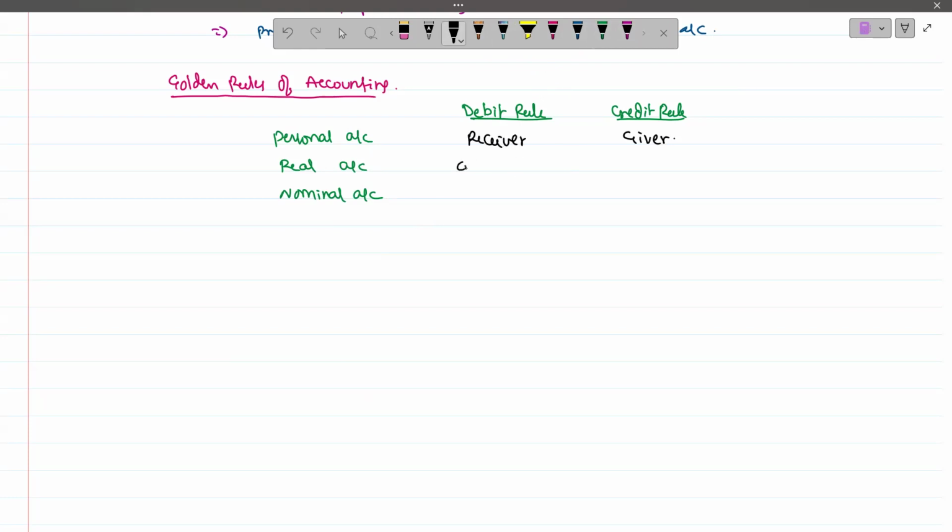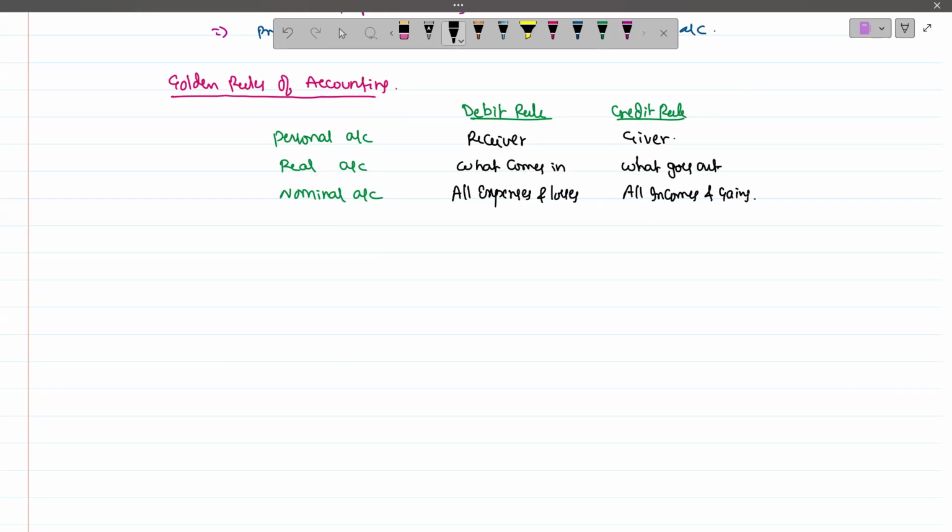In case of real account, what comes in is debited and what goes out is credited. In case of nominal account, all expenses and losses are debited, all incomes and gains are credited.